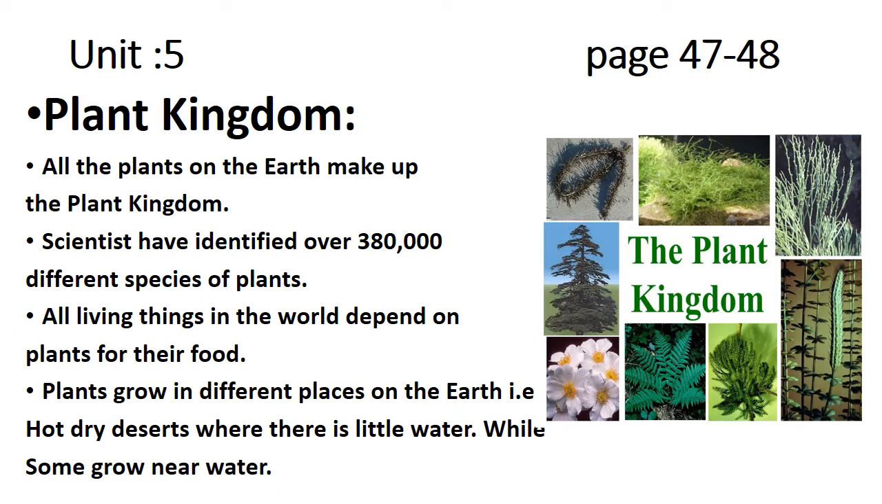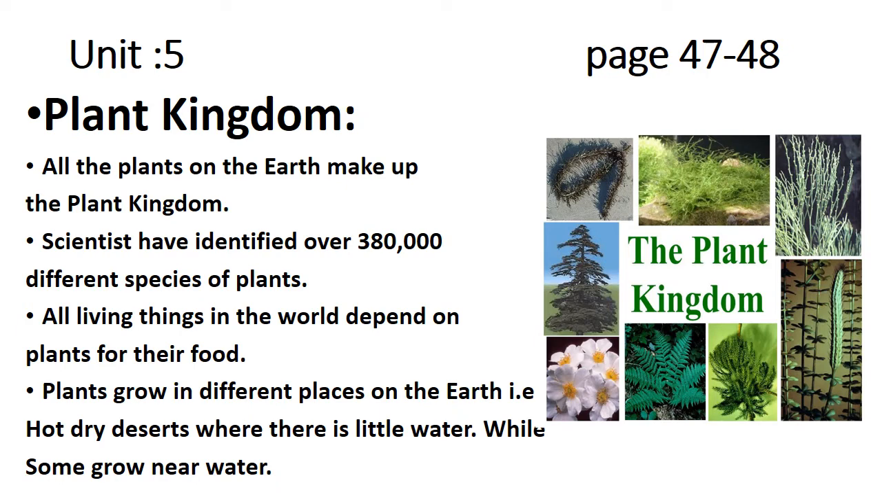All living things in the world depend upon plants for their food. All living things depend upon plants for their food because plants can make their food through the process of photosynthesis. If you talk about humans and animals, we are not able to make our own food, so plants can make food. That's why every living thing depends upon plants for their food.